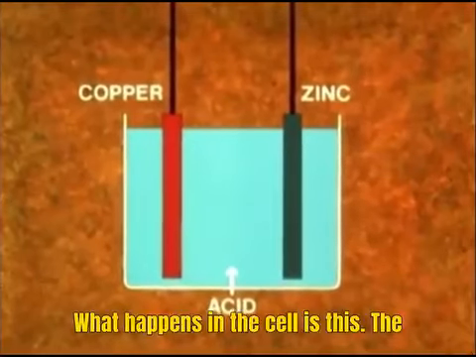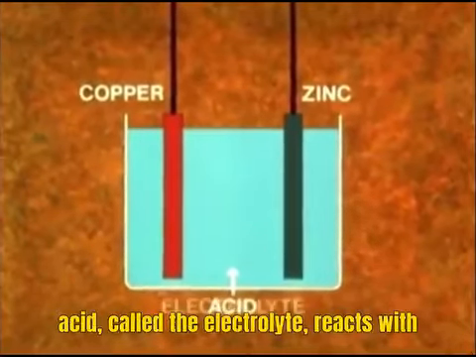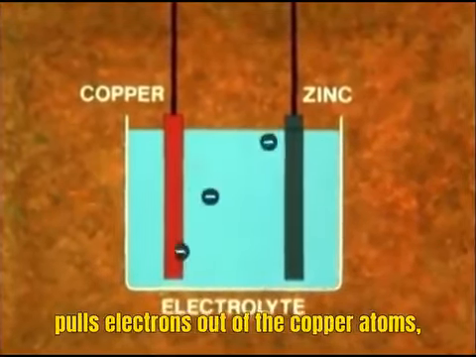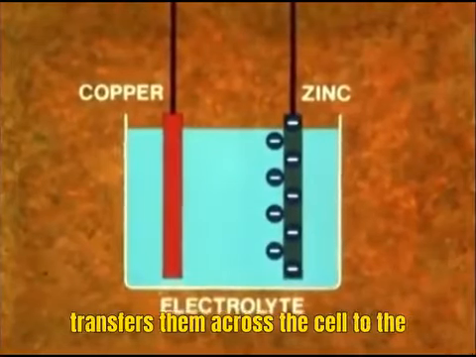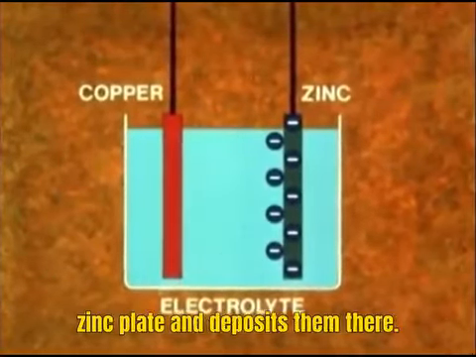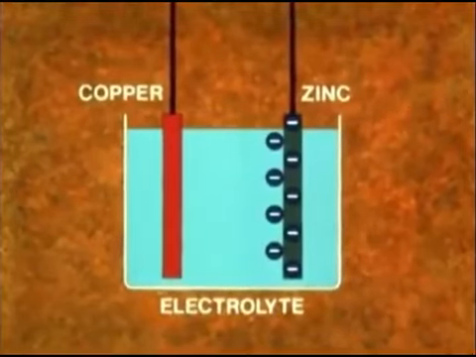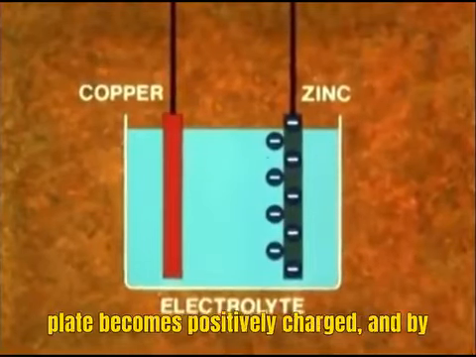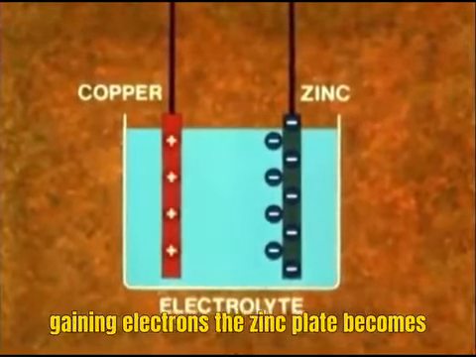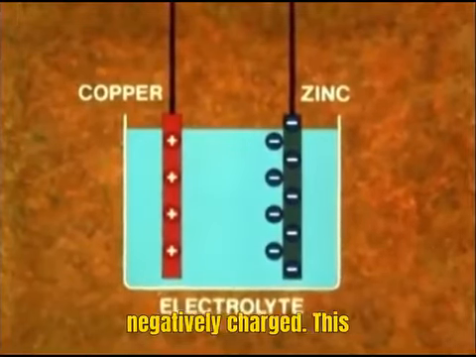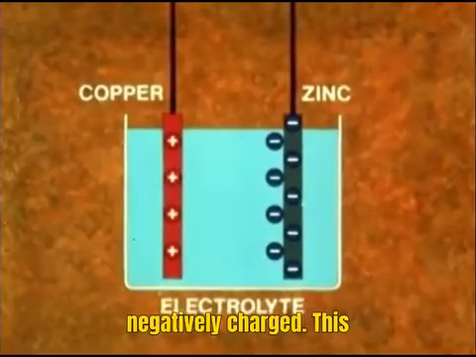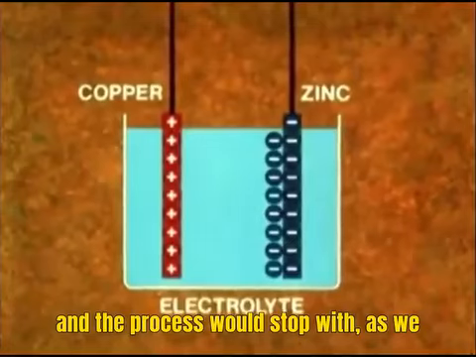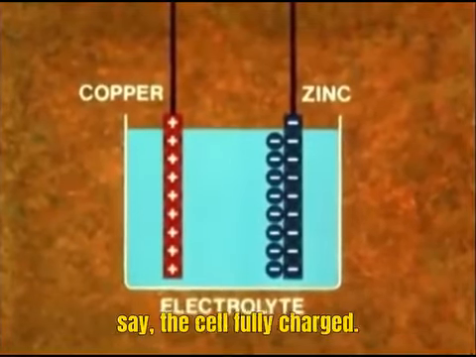What happens in the cell is this. The acid, called the electrolyte, reacts with the plates, and in the process it pulls electrons out of the copper atoms, transfers them across the cell to the zinc plate, and deposits them there. So, by losing electrons, the copper plate becomes positively charged, and by gaining electrons, the zinc plate becomes negatively charged. This process would go on until there was no room for any more electrons on the zinc, and the process would stop with, as we say, the cell fully charged.